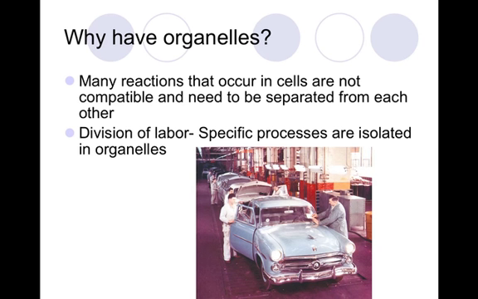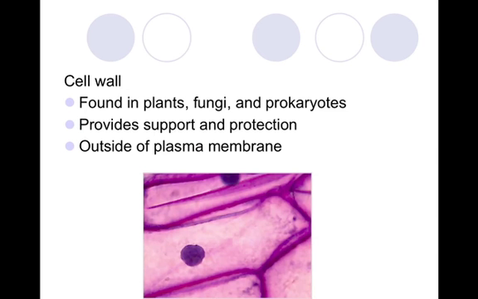Why do we have organelles? Well, we have organelles so that many reactions can occur and there can be a division of labor. They can be separated from each other. So you need to have these different areas where the jobs can occur. First, we have our cell wall. They are found in plants, fungi, and prokaryotes. They provide support, function, and protection, and they are outside of the plasma membrane.